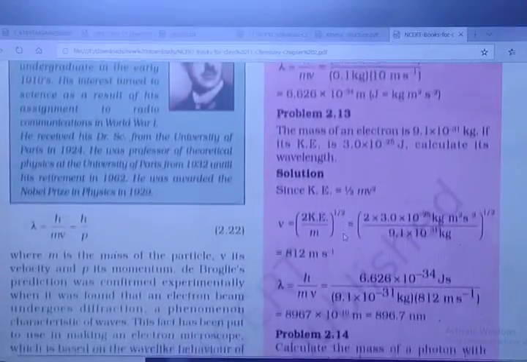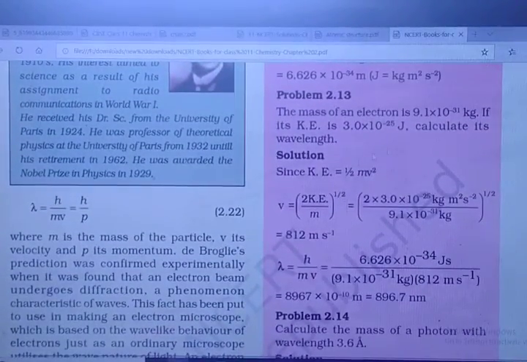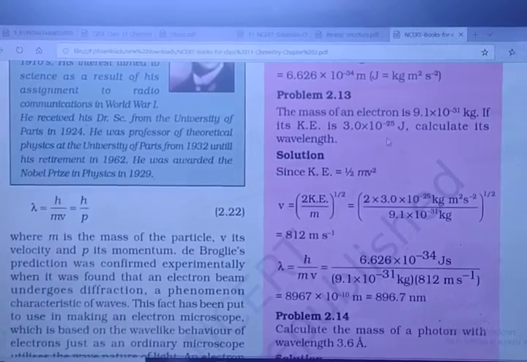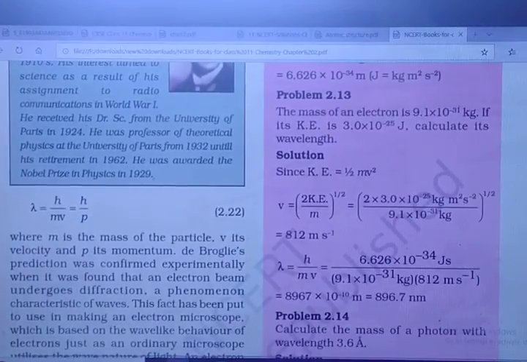The second question: the mass of an electron is 9.1 into 10 to the power minus 31 kg. If its kinetic energy is 3 into 10 to the power minus 25 joule, calculate its wavelength. What is given? m_e, the mass of the electron, and the kinetic energy. What do you have to calculate? Wavelength. Before calculating the wavelength, you should remember the formula.